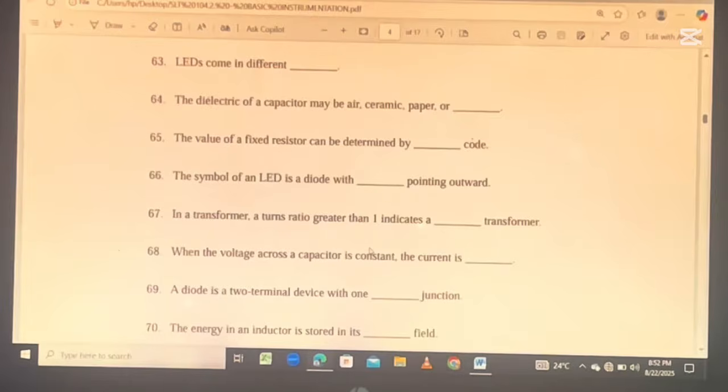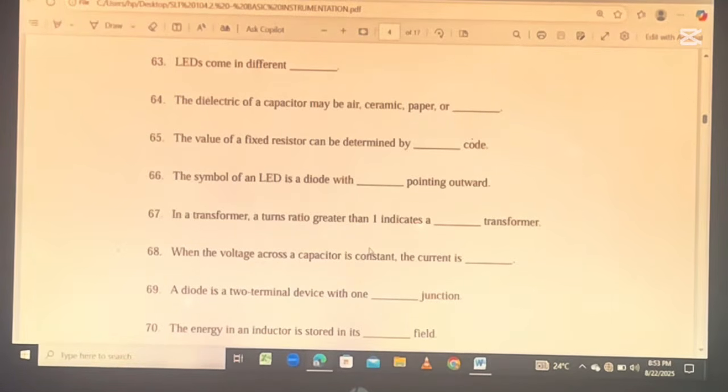All right. So the next question is the symbol of an LED is a diode with dash pointing outward. So the symbol of an LED is a diode with arrows pointing outward. So the answer there is arrows. Now in a transformer, a turns ratio greater than 1 indicates a dash transformer. Basically, a turns ratio is a turns ratio. Transformers need turns because there are coils in it. So coils have turns.